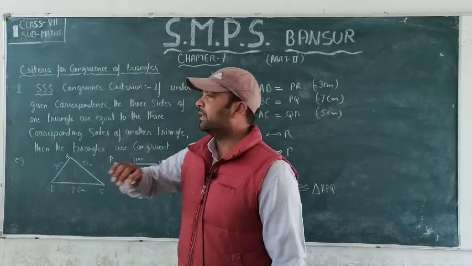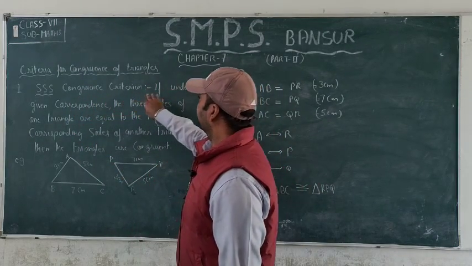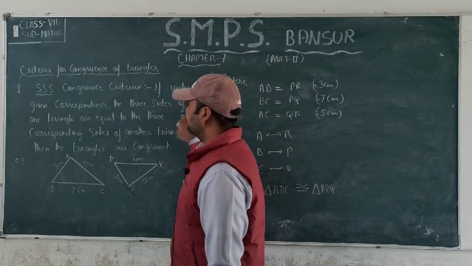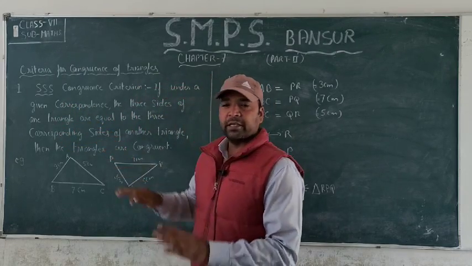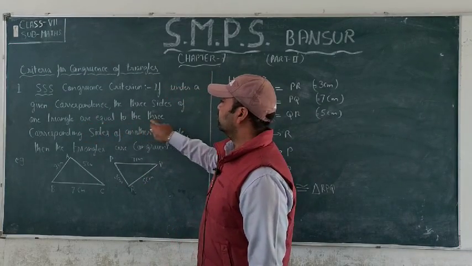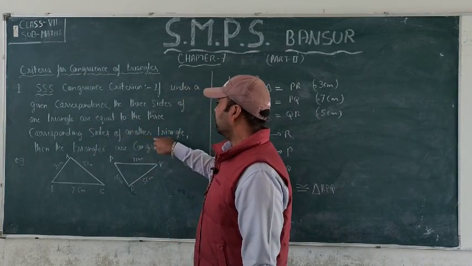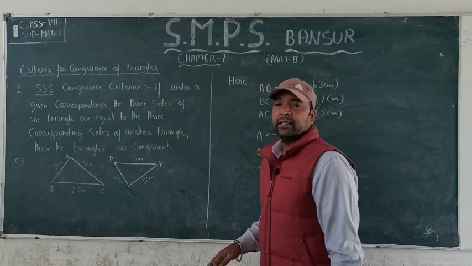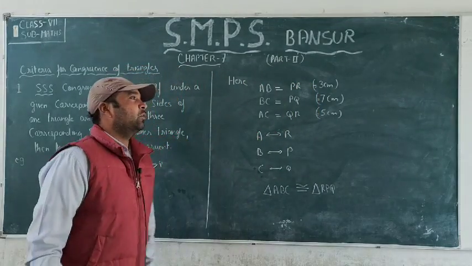Now the statement is like this: SSS congruence criteria. If under a given correspondence the three sides of one triangle, all three sides, we are talking about all three sides of a given triangle, are equal to the three corresponding sides of another triangle, then the triangles are congruent. In that case, we call those triangles congruent triangles.